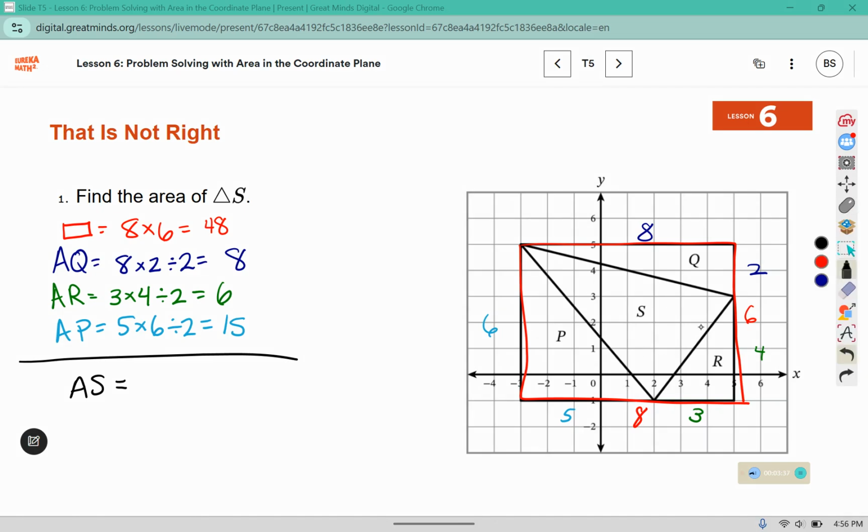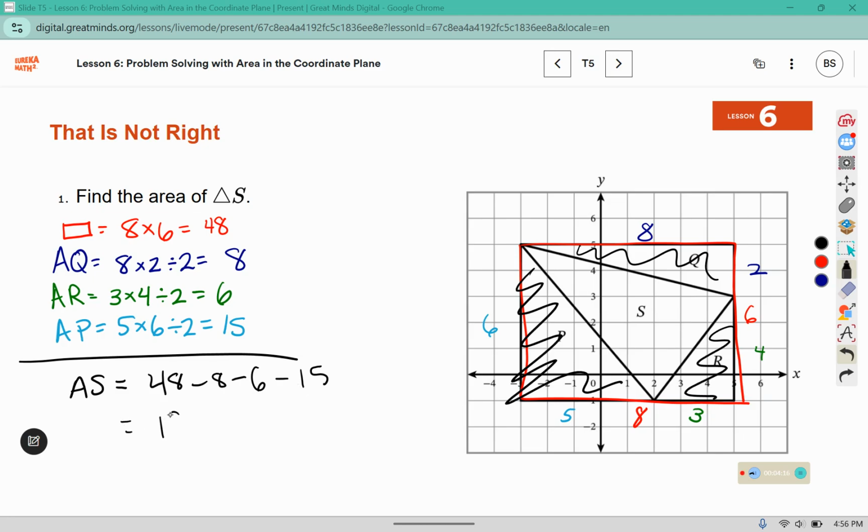So to find the area of the triangle piece in the middle, we're going to take the rectangle's area and remove the area of Q, the area of R, and the area of P. So all that's left is the area of triangle S. 48 minus 8 is 40. 40 minus 6 is 34. 34 minus 15 is 19. Units squared.